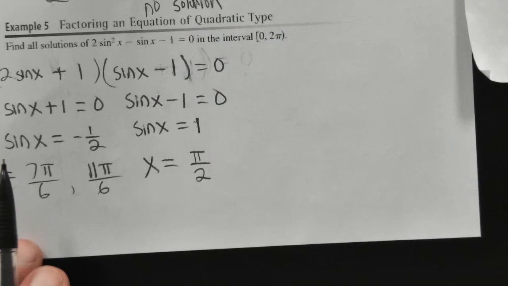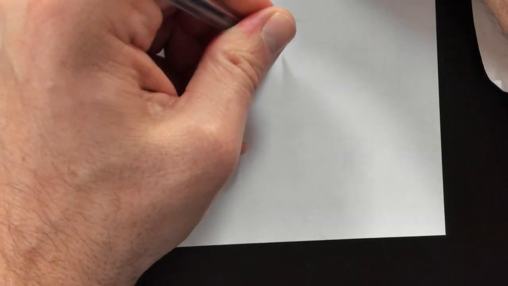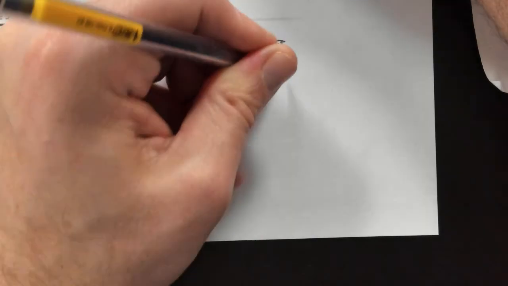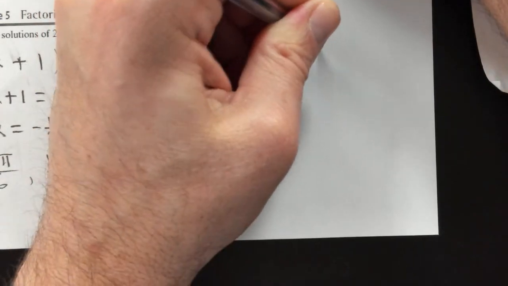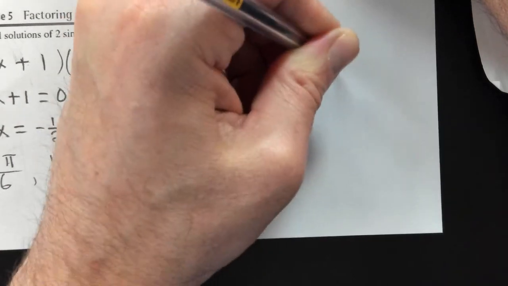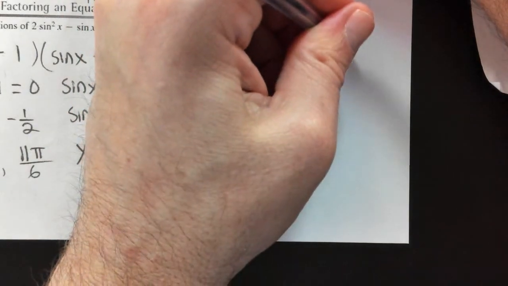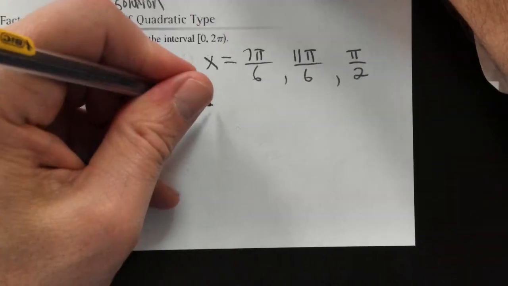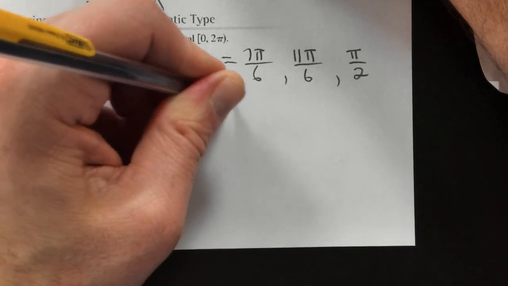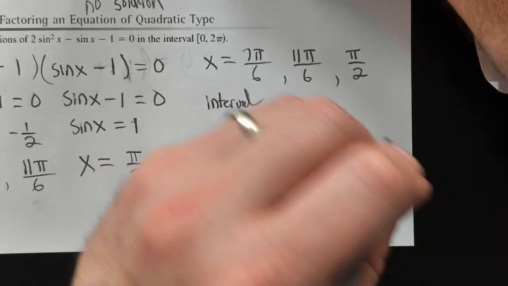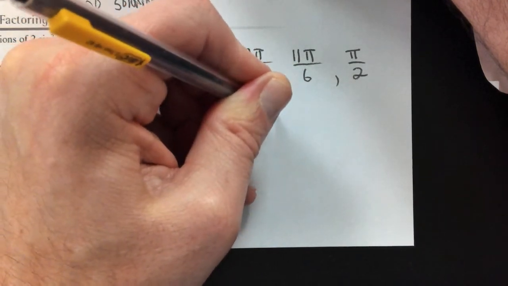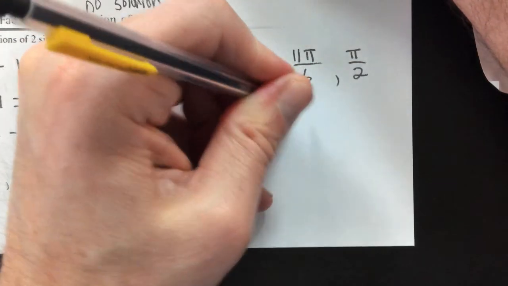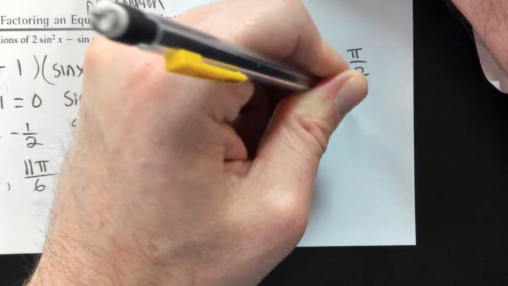All right, so we can put all three of those solutions together now to get x equals 7 pi over 6, 11 pi over 6, and pi over 2. All right. And of course, that's my interval solution over 0 to 2 pi.